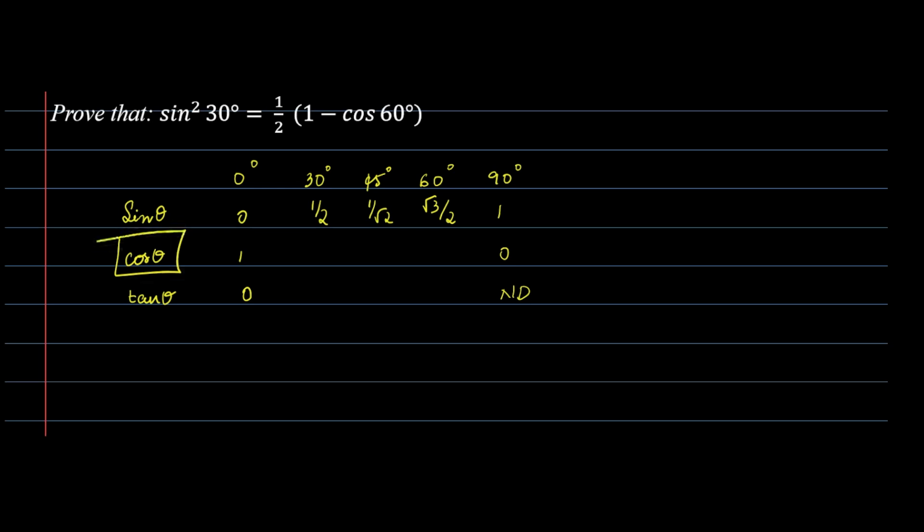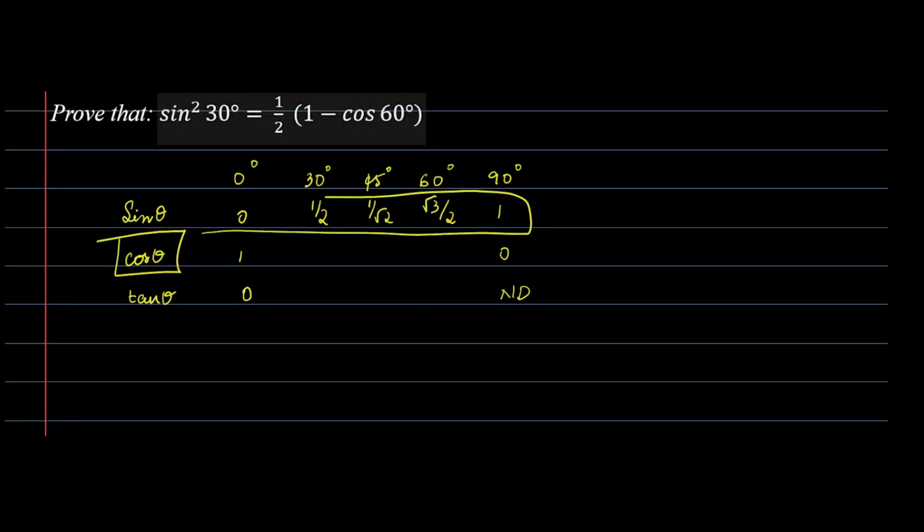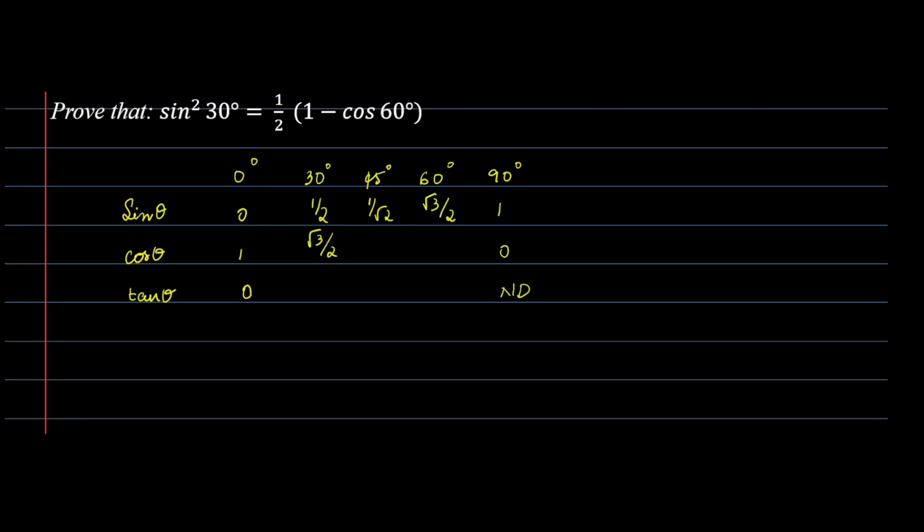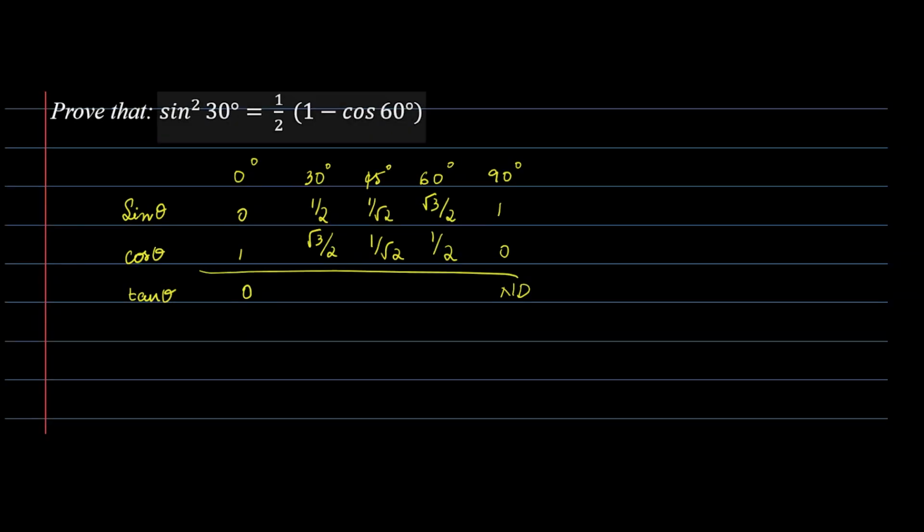For the trigonometric function cos theta, we will have the reverse of the previous row, that is the values of sin theta. So we will have cos 30 degrees equal to root 3 by 2, cos 45 degrees equal to 1 by root 2, cos 60 degrees equal to 1 by 2. So here we can see that cos theta is the reverse of the previous row, that is the reverse of sin theta.